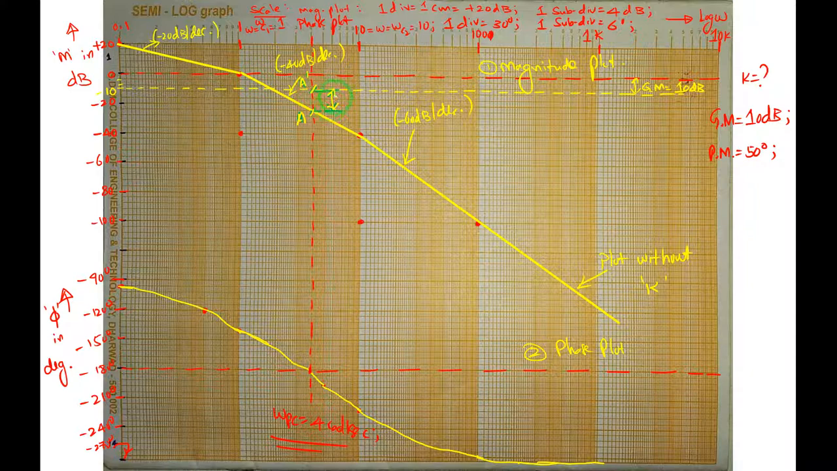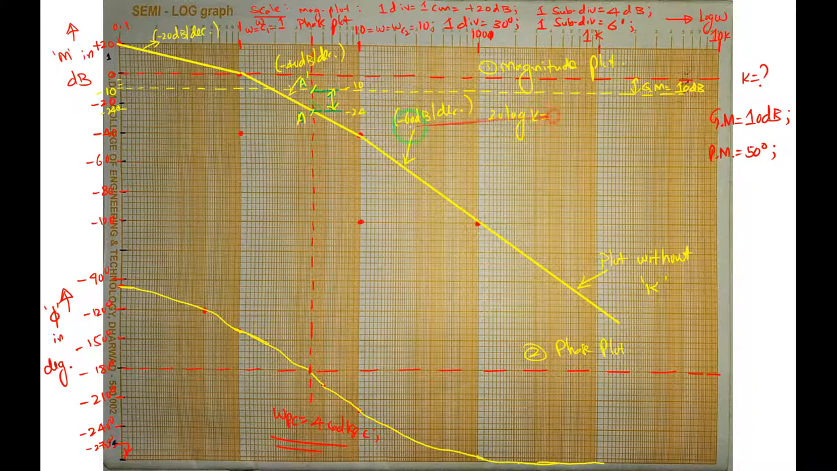So how much is this shift? Let me read this from here. Here it is minus 10. Here, roughly, I am getting minus 24, though it should be exact actually. Minus 24 dB. Here it is minus 24, here it is minus 10. So let me take the difference: 24 minus 10. How much? 14.